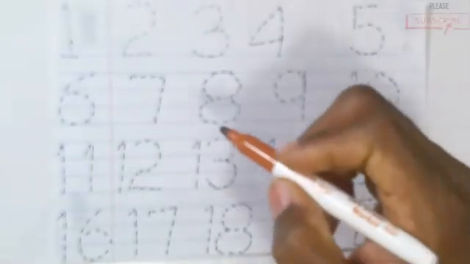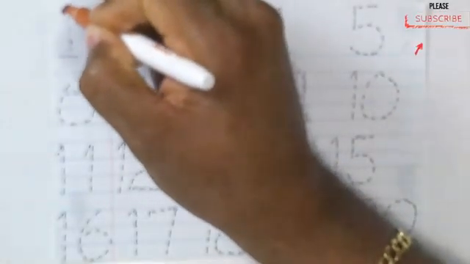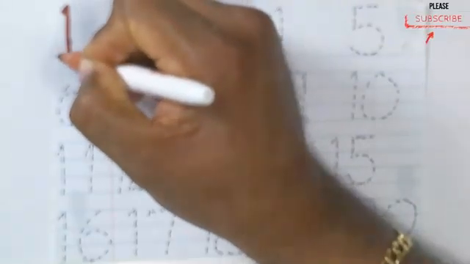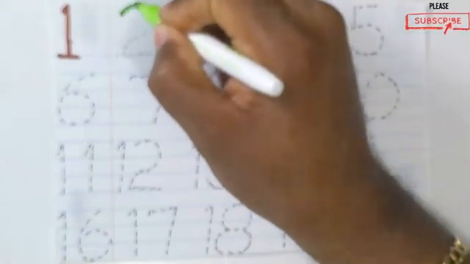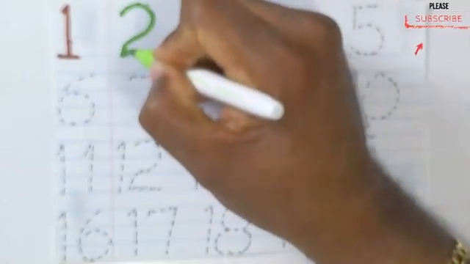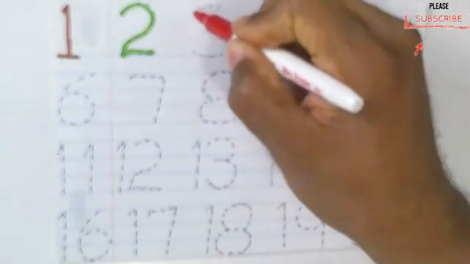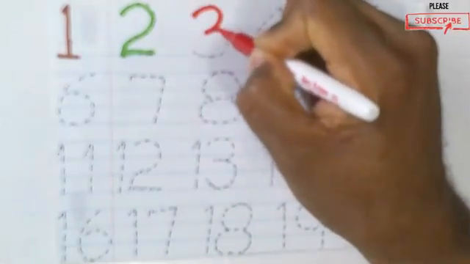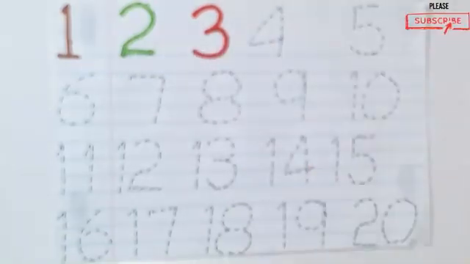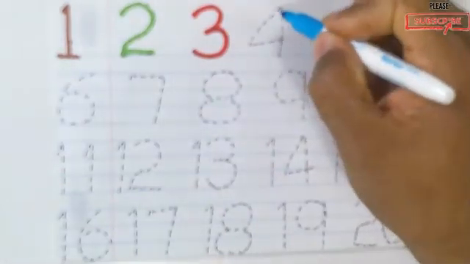Let's write number 1. The number 1. Let's write number 2. The number 2. Number 3. The number 4.